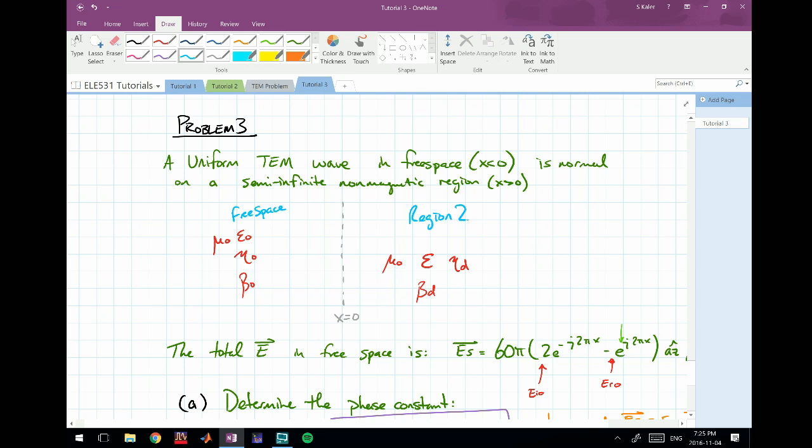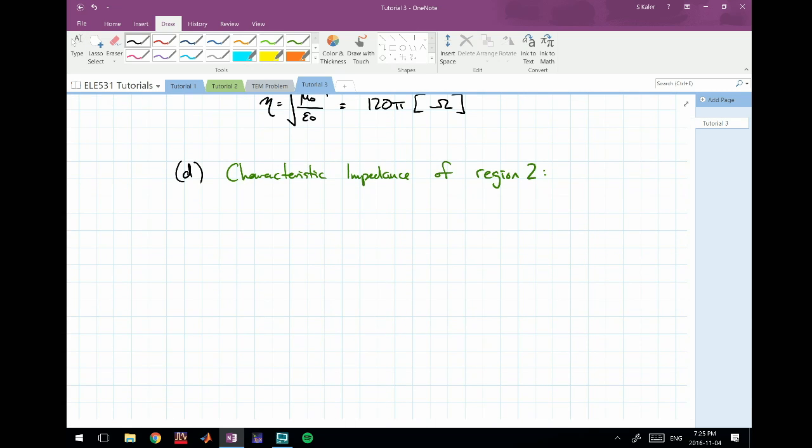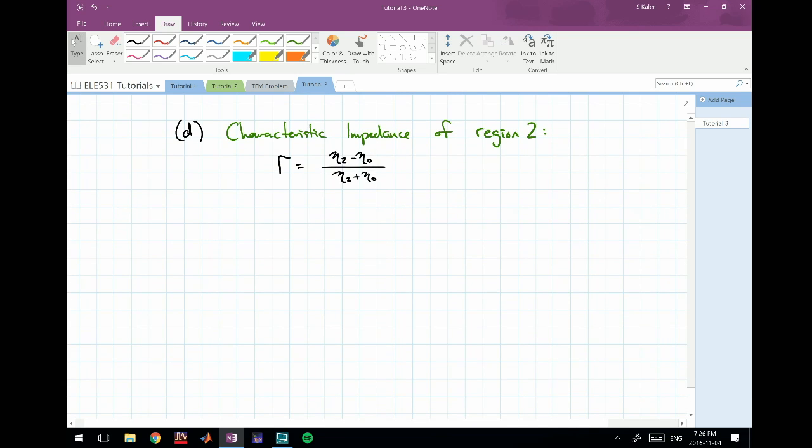Okay, so that deals with that. Here's where we need to use that eta d, or gamma equals eta d minus eta naught over whatever. So we'll say gamma is eta 2, because it's in region 2, minus eta naught over eta 2 plus eta naught. Now if you solve this and rearrange it, which I'm not going to do because it's just a mathematical exercise, you'll find that eta 2 is 40 pi ohms.